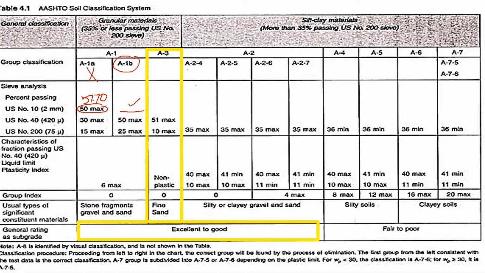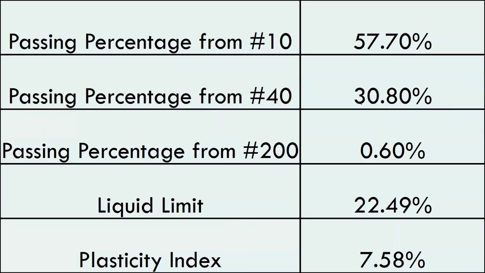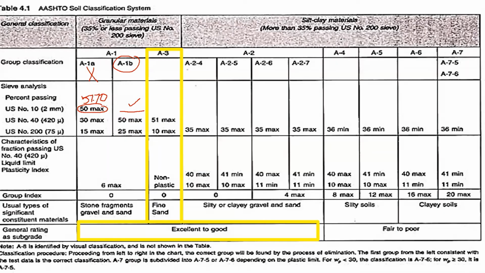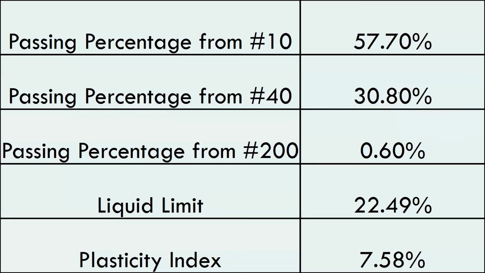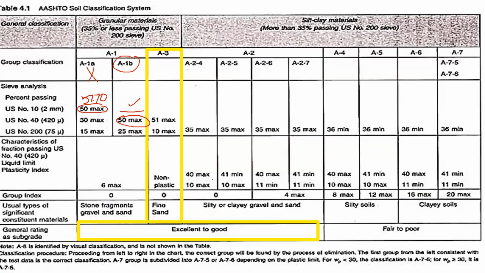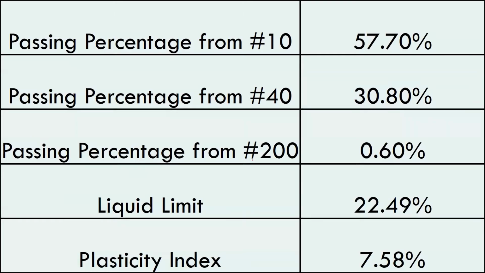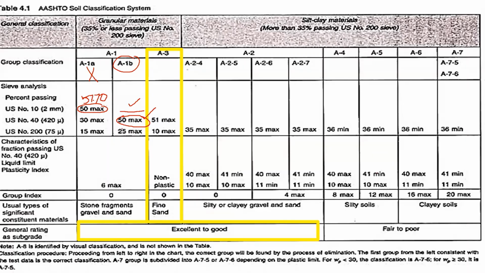US number 10 passing, that is 57.70%. So it's okay. Now I am moving towards the number 40 sieve passing. How much percentage? That is 30.8. So 50 maximum is allowed, so it is under 50, that is 30.8. So it's okay. And the number 200 passing is 0.6. So 25 maximum, so it comes under 25. So it's okay.